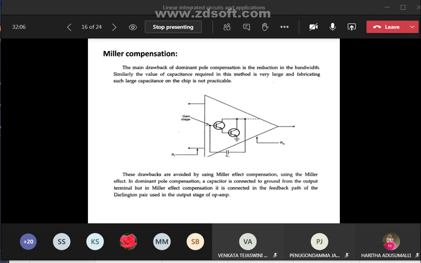Next, what is Miller compensation? The main drawback of dominant pole compensation is the reduction in bandwidth, so the bandwidth is low. The pole zero compensation method has more bandwidth than the dominant pole compensation technique.